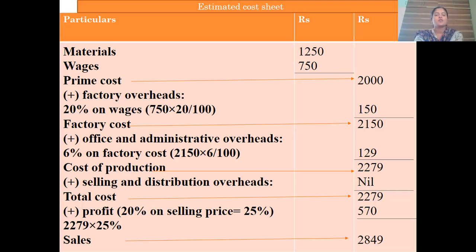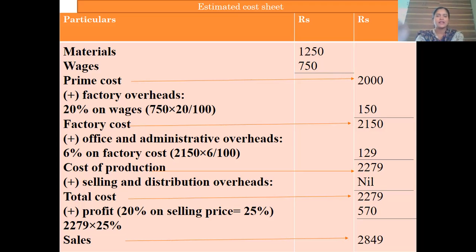Now for profit, how much have you got? 20% on the selling price is given. When you calculate 20% on the selling price, it will always be higher than on the cost. Now 20% on selling price is equal to 25% on your cost. So 2,279 into 25%, how much do you get? 570 rupees is your profit. Your cost plus profit, if you add, you get the sales as 2,849. So this is how you need to calculate the estimated cost sheet.